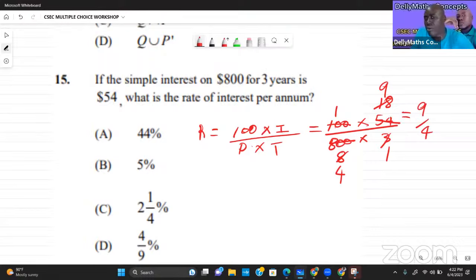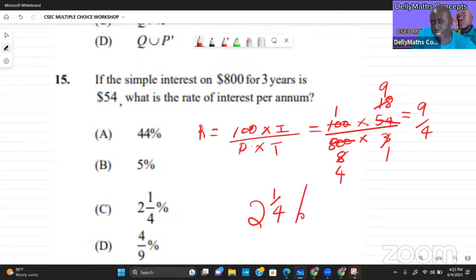We're not seeing 9 over 4. Don't let them trick you. There is a 4 over 9. That's not the answer. So you look again, right? Don't just grab an answer. We're looking for 9 over 4. It's not there, right? So now turn this into a mixed number. How many times can the 4 go into the 9? It goes into it 2 times with a remainder of 1 over 4.